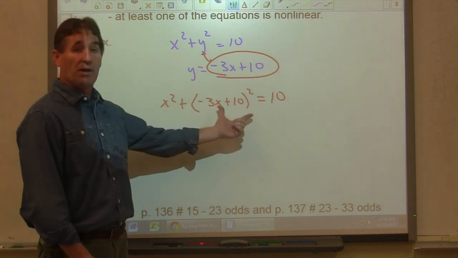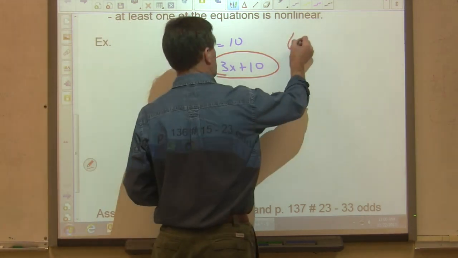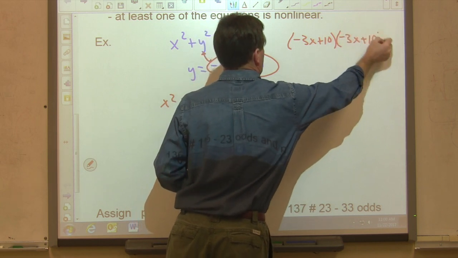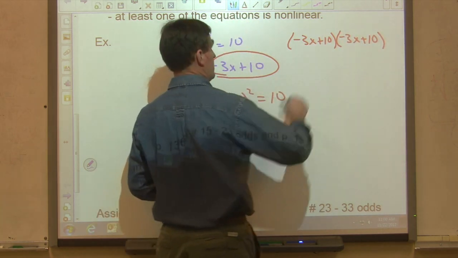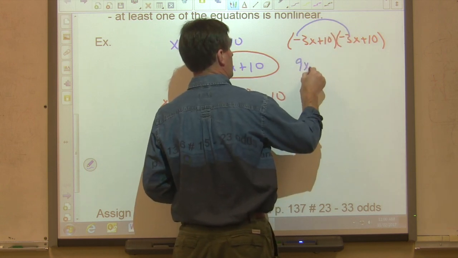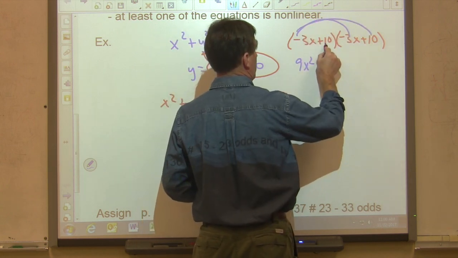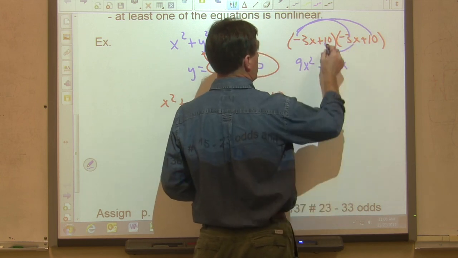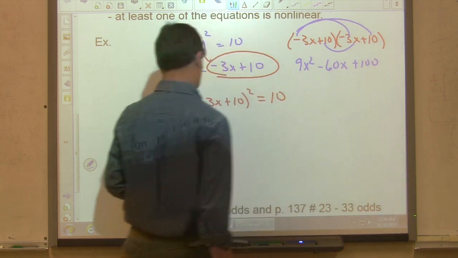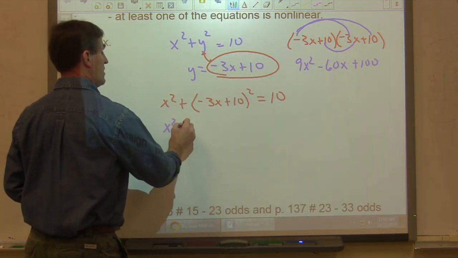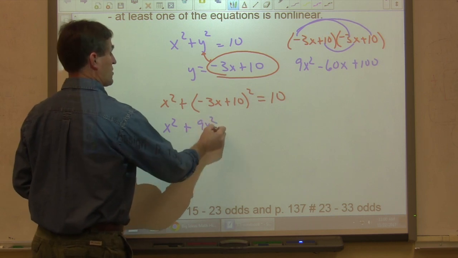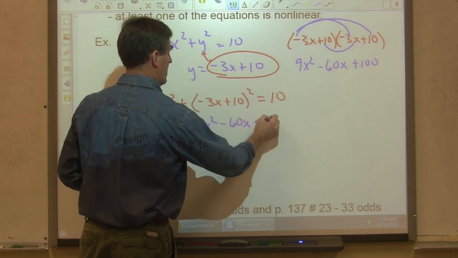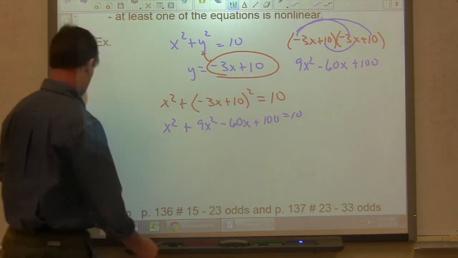So now we have to FOIL this, because remember that squared means times itself. And if you FOIL this, you get 9x squared. Then you get a -30x and another -30x, so a -60x. And then 10 times 10 is 100. So we get x squared plus 9x squared minus 60x plus 100 equals 10.